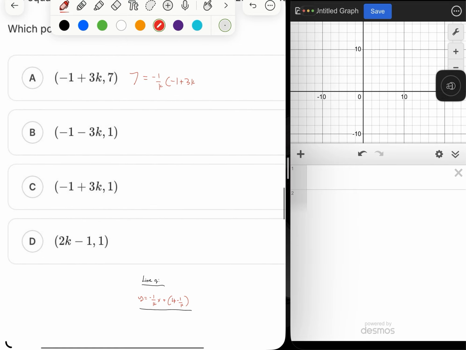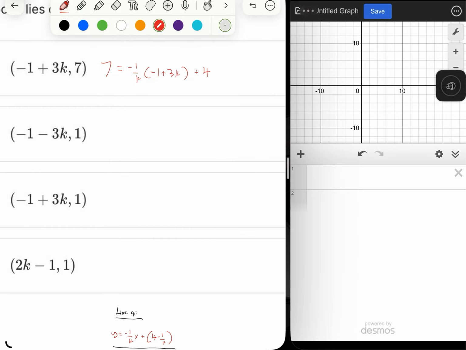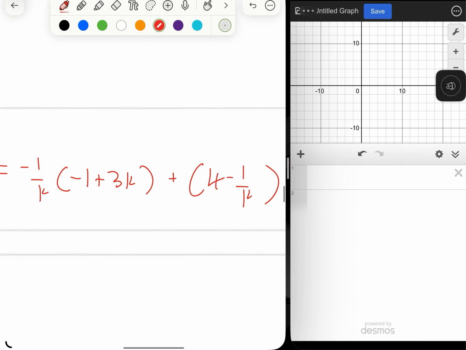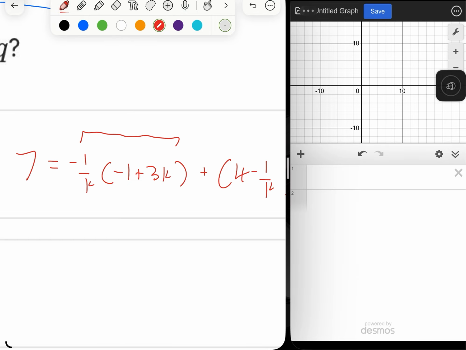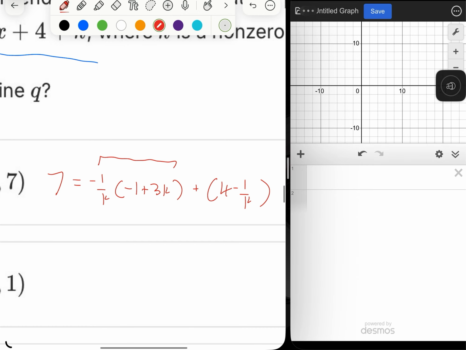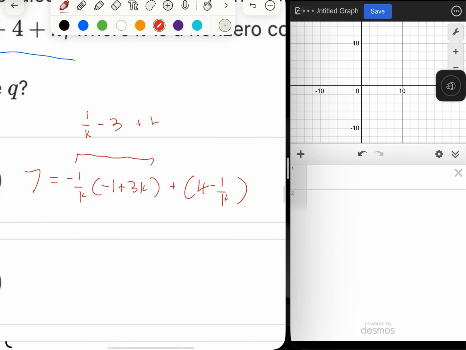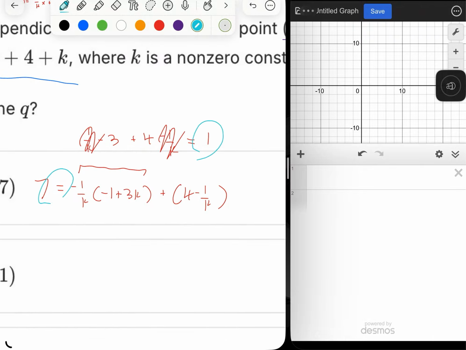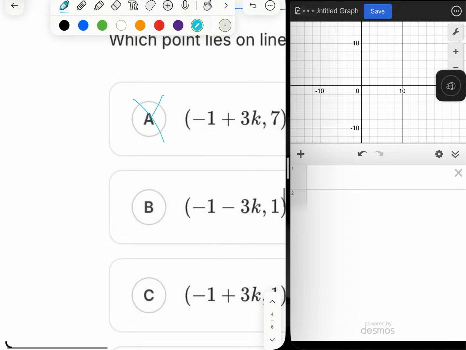And then, of course, you do plus 4 times, plus 4 minus 1 over k, right? And let's see if this equation holds true. Well, what does this part become? That becomes 1 over k, right? This becomes -3, and then plus 4 minus 1 over k, right? Because you're adding this, that simplifies to 1, because these cancel out. Well, 1 is not equal to 7, right? So our answer choice is not A.